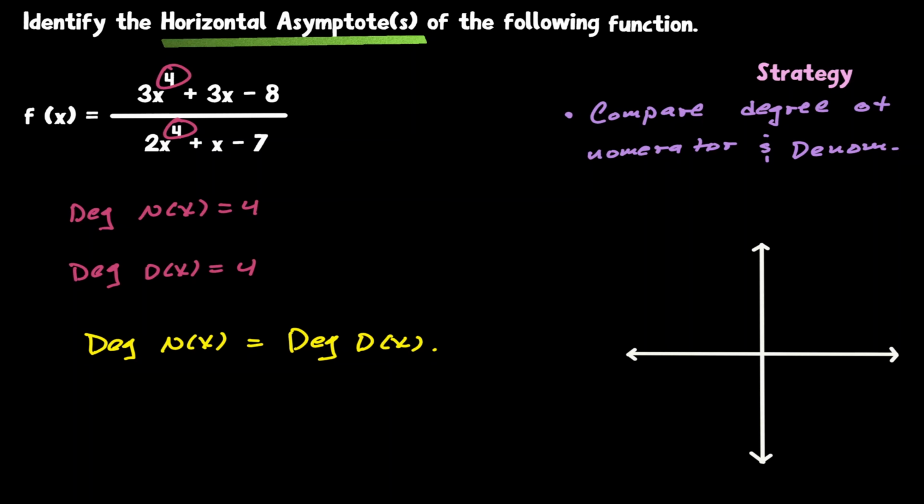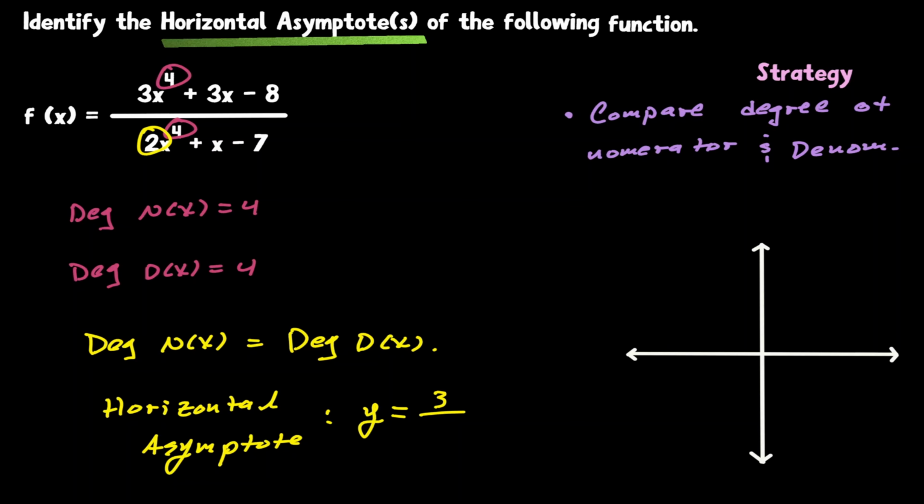Then we can conclude that we're going to have a horizontal asymptote at the line y equals the leading coefficient of the numerator, which is 3, divided by the leading coefficient of the denominator, which is 2. So let's say that here we have 3 divided by 2, so we should expect to have some kind of horizontal asymptote at this specific location. Let's graph this function and let's confirm this result.